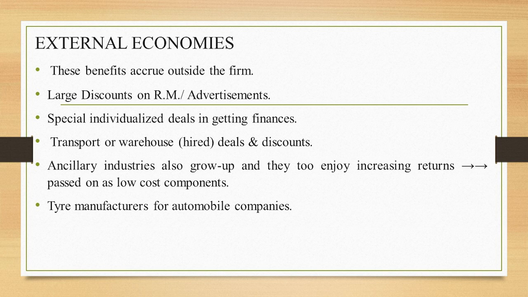For example, tire manufacturers for automobile companies are the ancillary industry of automobiles. Wherever there is some automobile industry, and if the tire manufacturing also takes place in another unit, those tires can be fitted into the vehicles which are being manufactured in the mother unit, the bigger unit. So an ancillary unit and a bigger unit both can survive. Then these were the economies. So when there are economies, the curve falls down. The long run average cost curve falls down.